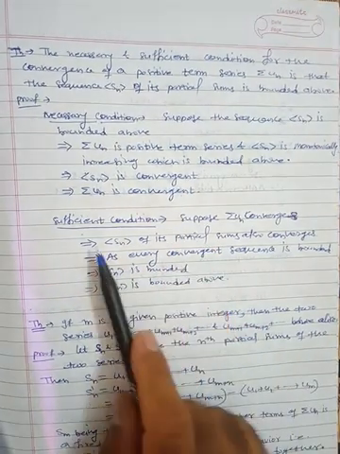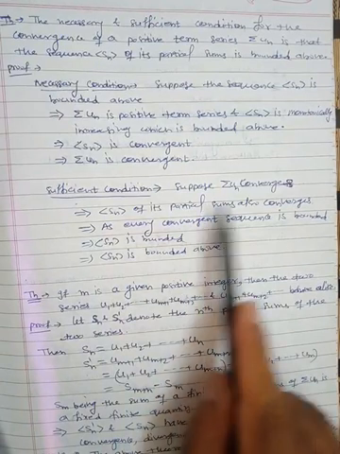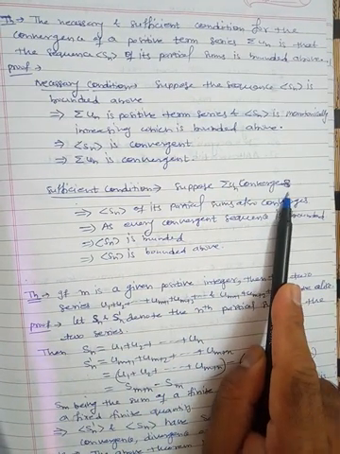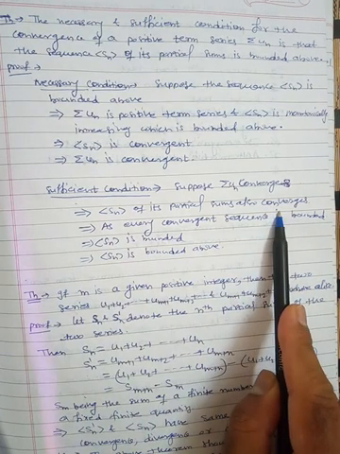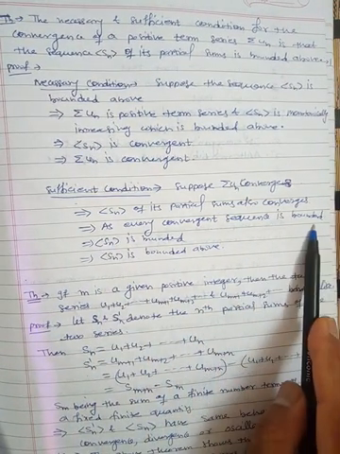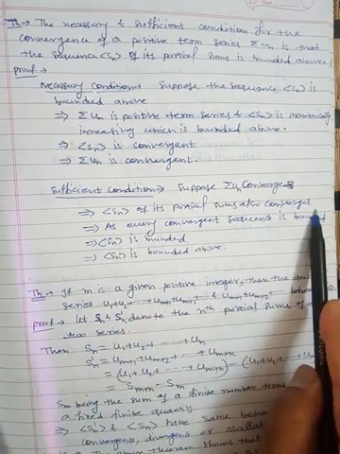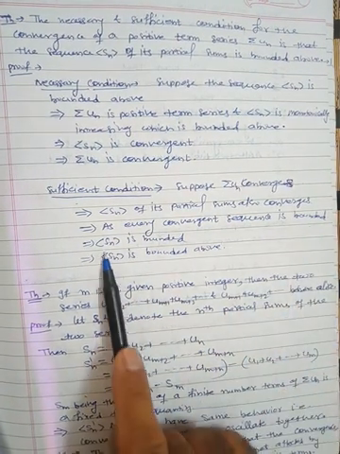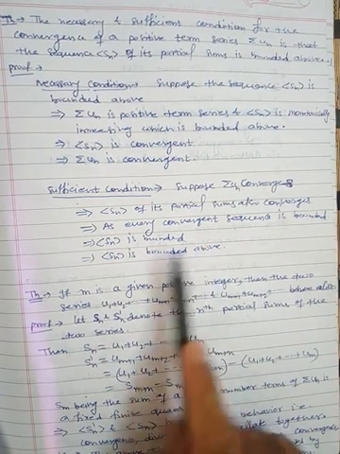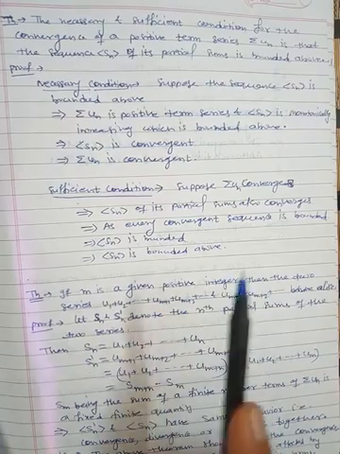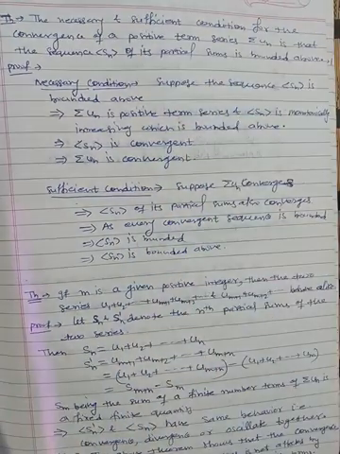Fine. Now the sufficient part. Suppose this series converges, then the partial sum of the series converges. That means, as every convergent sequence is bounded, because this sequence is convergent, definitely it will be a bounded sequence. So Sn is a bounded sequence. Bounded means bounded above as well as bounded below. So Sn is bounded above. Fine. So this is the theorem.